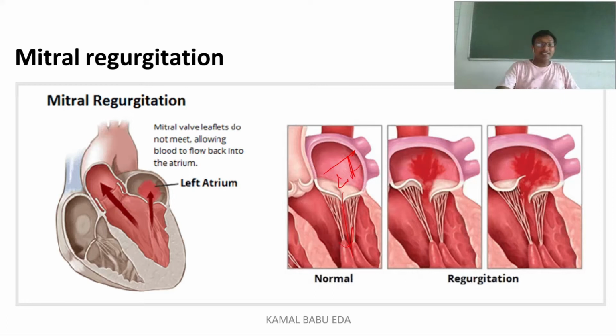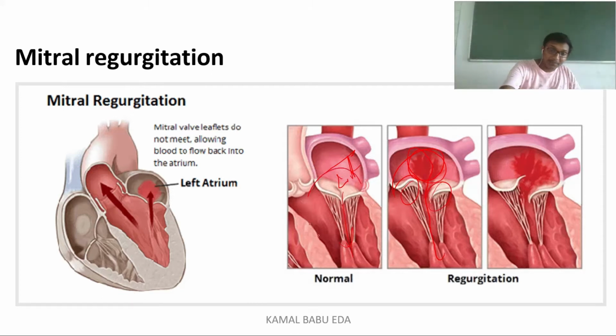Because of the improper closure of the leaflets, as you can see in the picture, the blood is re-entering into the left atrium instead of going into the left ventricle. The blood which has entered the left ventricle is again going into the left atrium. So this is called mitral regurgitation.